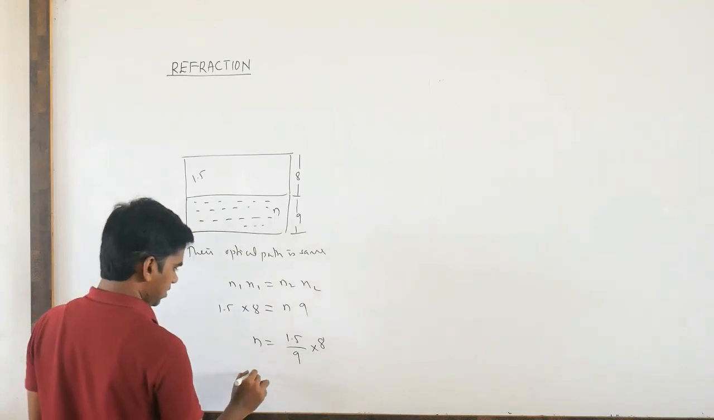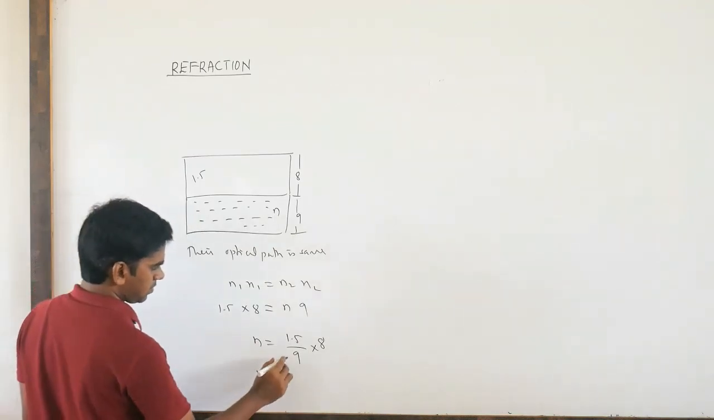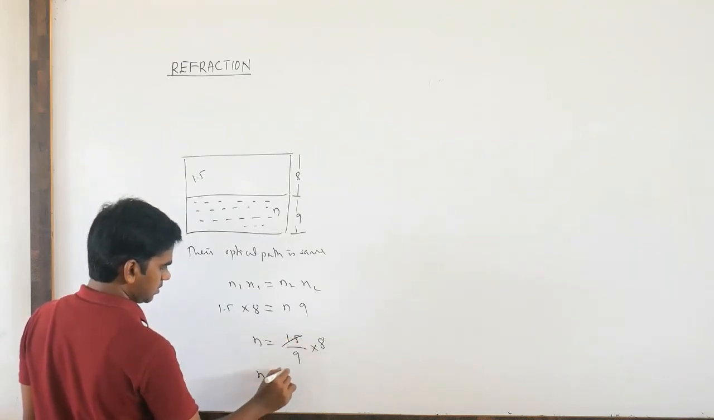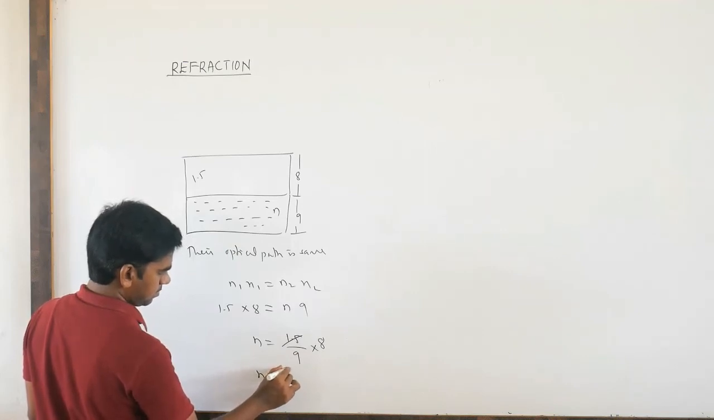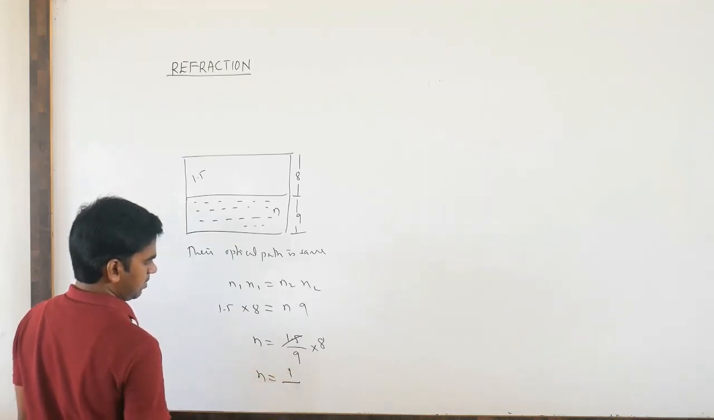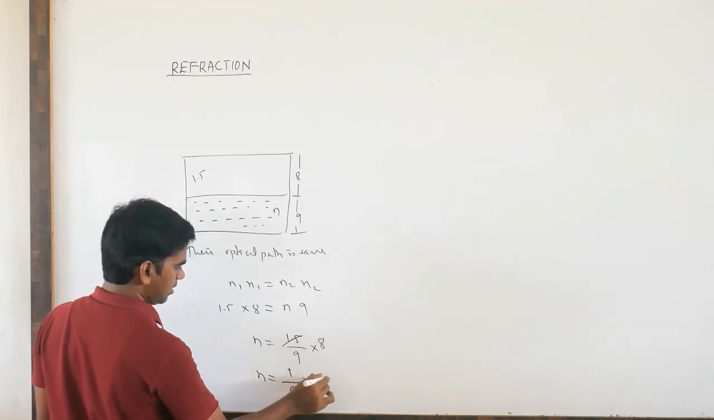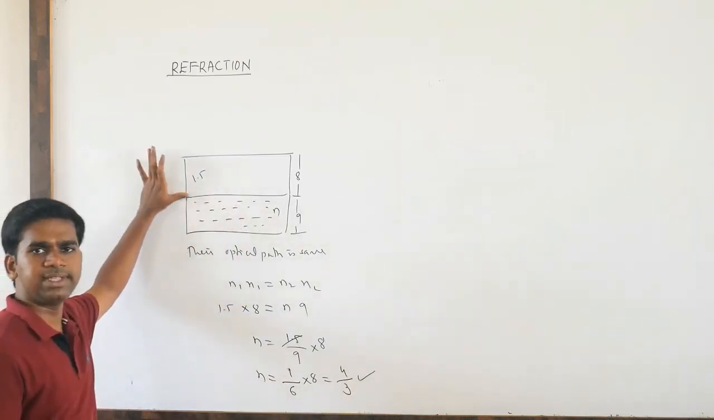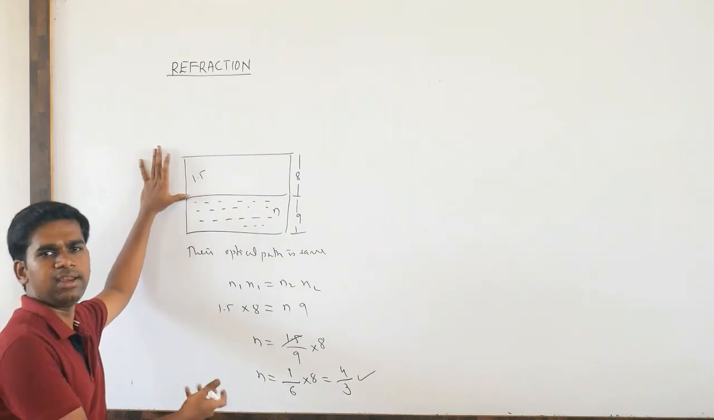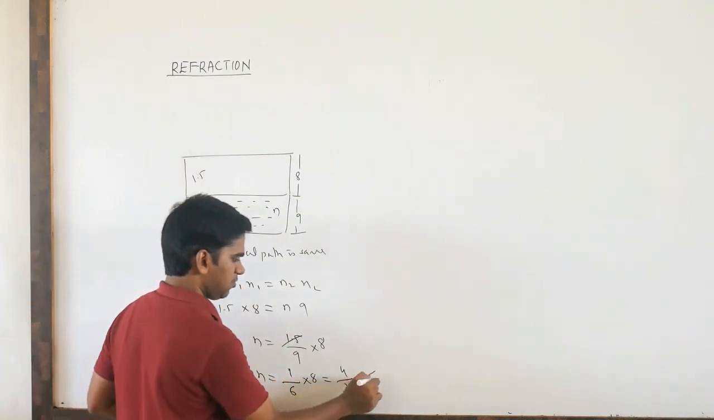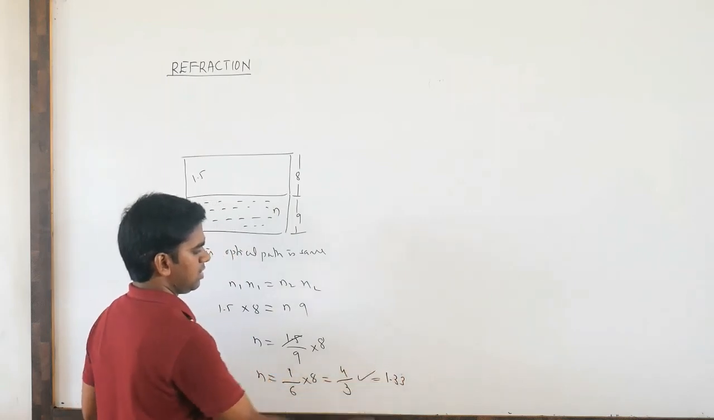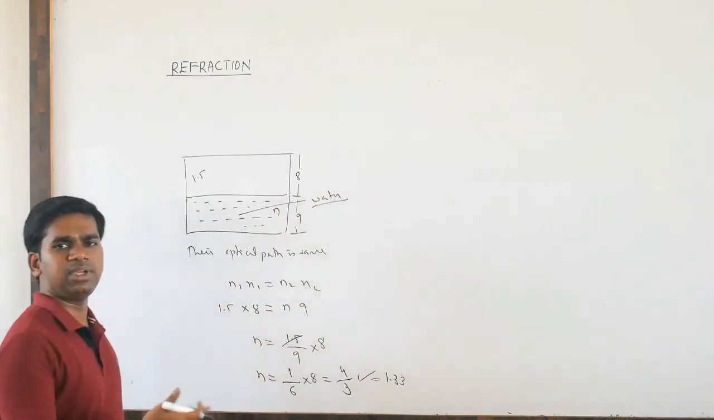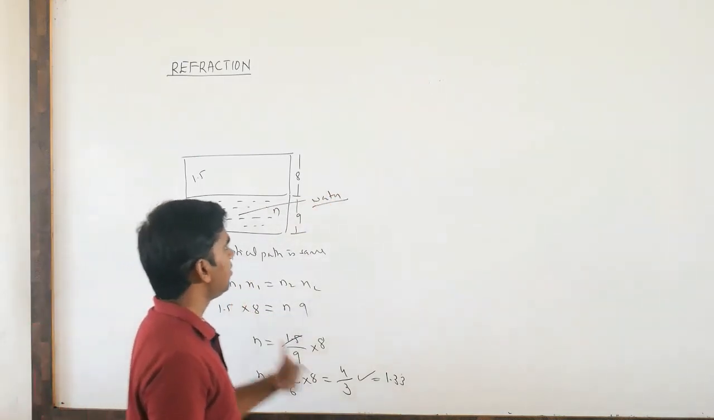So n equals 1.5 divided by 9 into 8. So what you can get? This is 4 by 3, the refractive index of the second medium. If they ask what kind of liquid it is, based on the refractive index, 4 by 3 means 1.33. That means it is nothing but water. So based on refractive index, we can identify what kind of liquid it is.